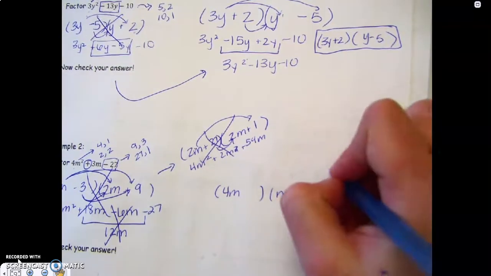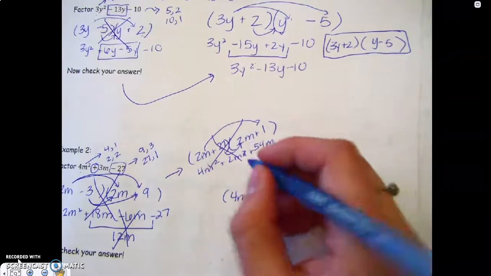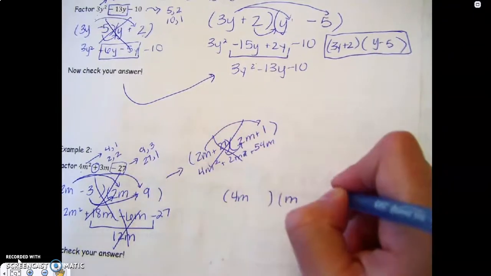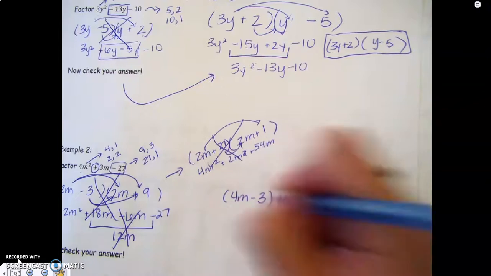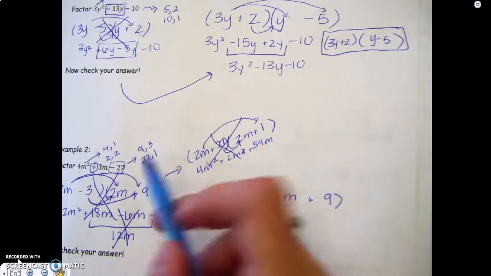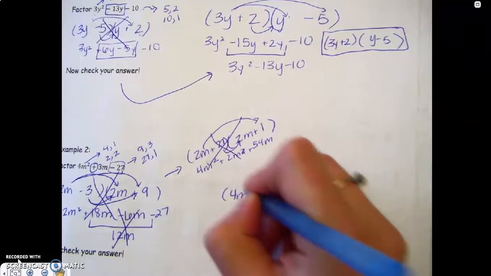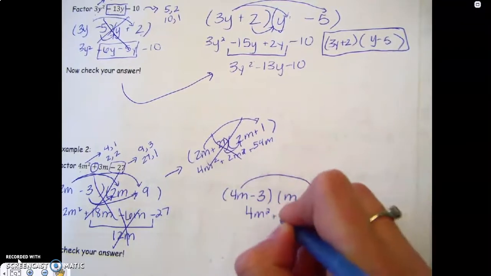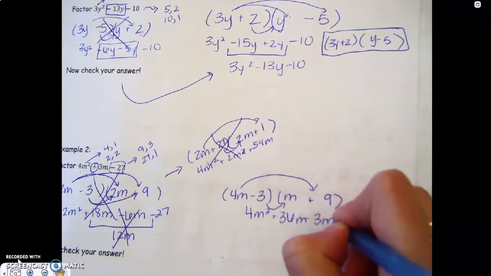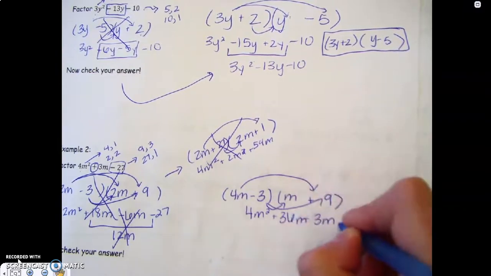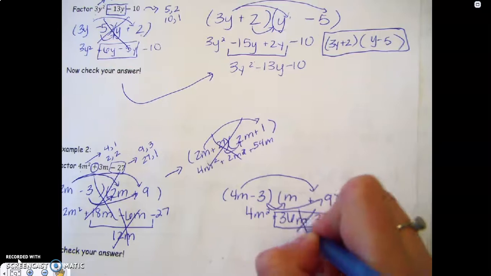So again, I've got to figure out what combination of those numbers is going to give me my answer. So 4m, let's try 9 here, and 3 here. Remember, one has to be positive, one has to be negative because this product is negative. So 4m squared, 4 times 9 is 36m minus 3m minus 27. This does not give me 3m, so that's not my answer.